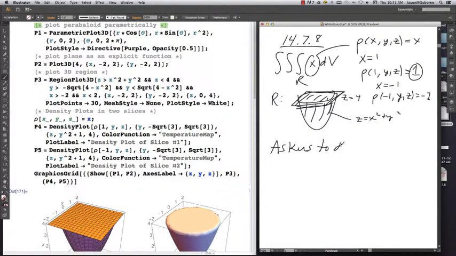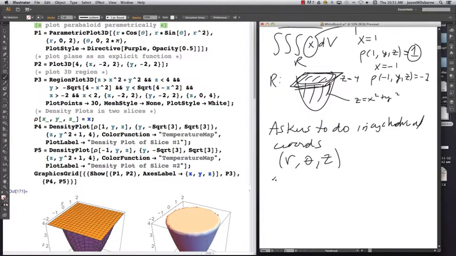to do this problem in cylindrical coordinates. So we need to do this problem in cylindrical coordinates, which means that we need to transform our x, y, and z problem over to the coordinates r, theta, and z. And we know that x is r cosine theta, y is r sine theta, and z is just z.